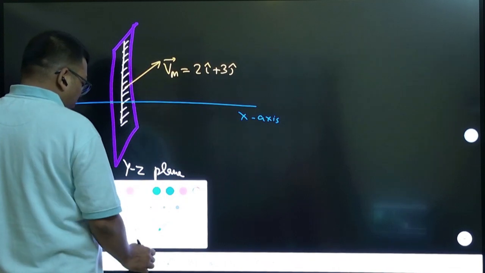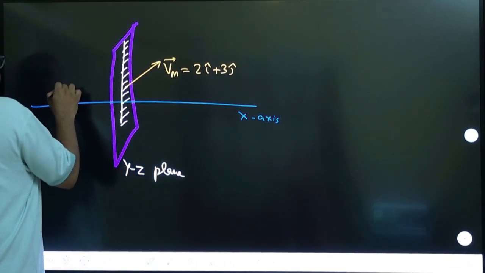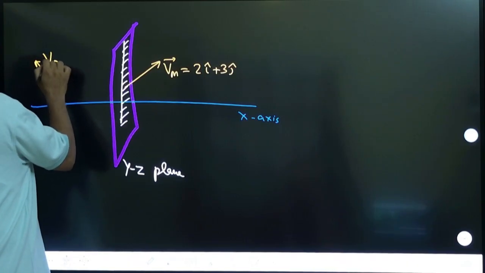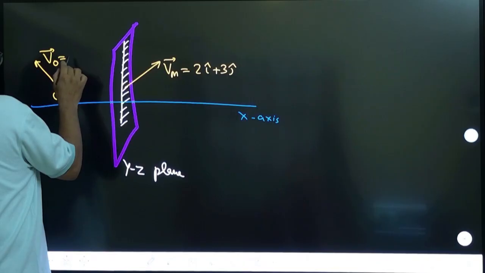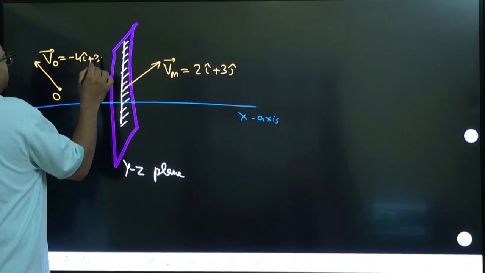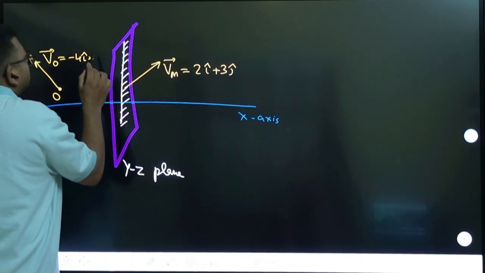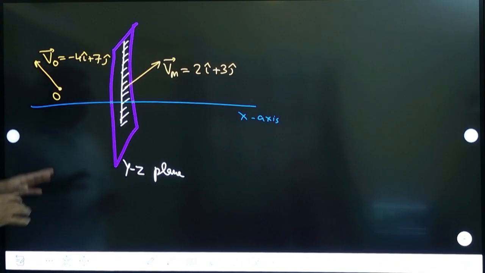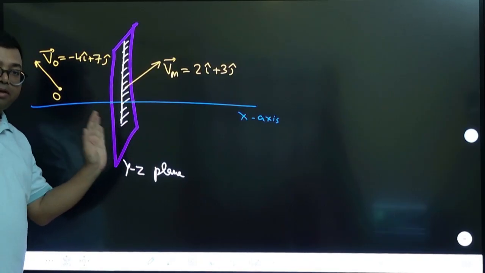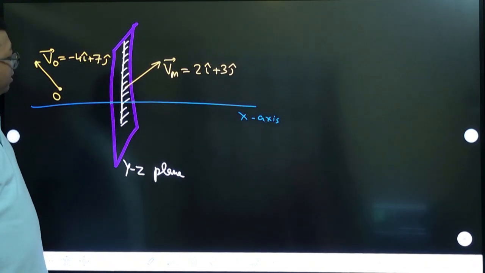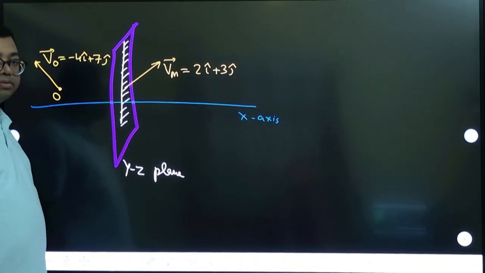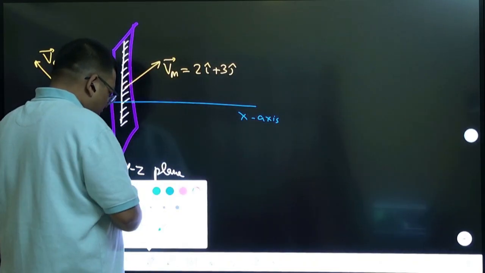Then now what they have given is that there is an object, somewhere an object is there. This object is going with some velocity like this. Let us say the velocity of the object is minus 4 i cap plus 7 j cap, like this they have given. They will definitely give you which plane it is, the plane of the mirror they must give. So this is the yz plane, and the mirror is moving with some velocity, and the object is also moving with some velocity.